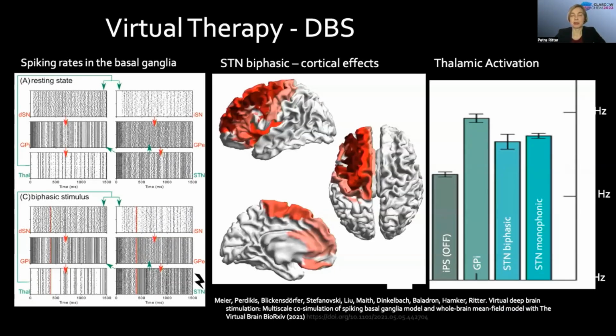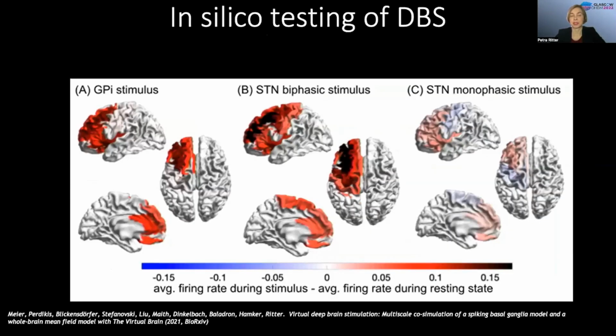So here, for example, this is activity simulated during deep brain stimulation. On the left side, we see the detailed spike trains in the basal ganglia. In the middle panel, we see cortical activations and deactivations. And on the right side, the thalamic firing rates during rest and during 3 different stimulation paradigms. And here we see now the cortical effects of the three different stimulation paradigms.